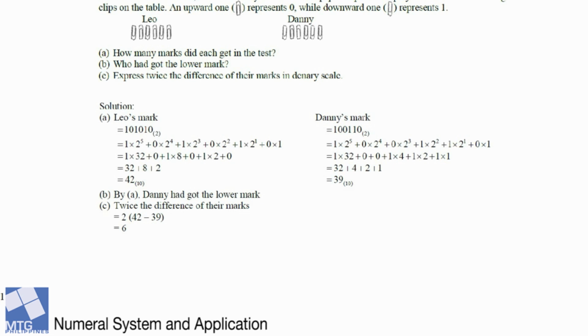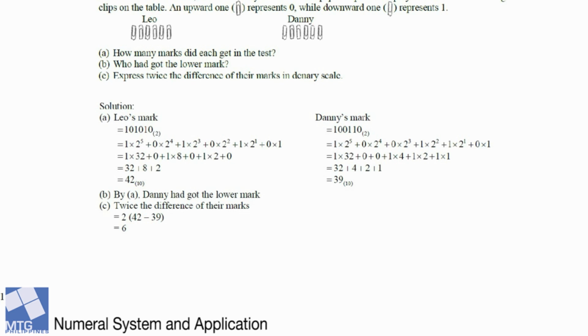Thus, with this, we can say that Leo has a higher mark than Danny. Then for part B, we are tasked to determine who got a lower mark. Consequently from part A, since Leo got 42 and Danny got 39 only, Danny had a lower mark. Now, for part C, what is twice the difference of their marks?